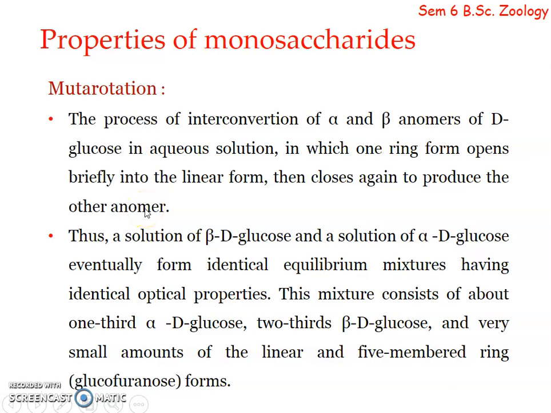I hope that is okay. So the alpha anomer may form an open chain, and this then gets converted into the beta form. Such kind of interconversion is what is known as mutarotation.